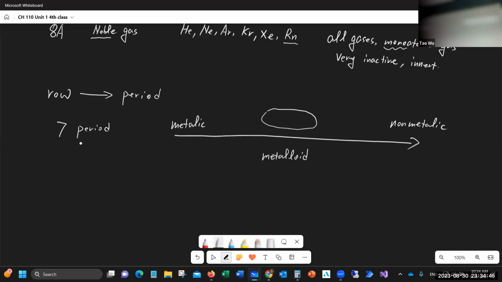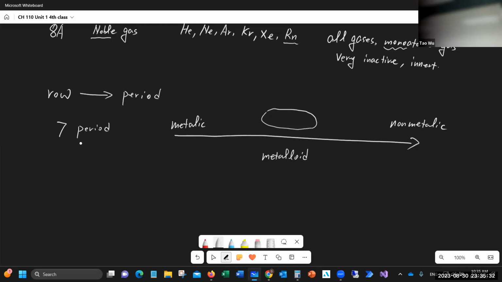Those are what we call metalloids, which means their properties sometimes behave like a metal and sometimes like a non-metal. The major property of a metal is that it lets electricity go through. Silicon can also let electricity go through when we apply a very high voltage, a high potential, but in most cases it does not. So the behavior is in between.